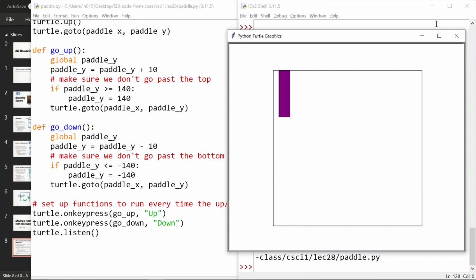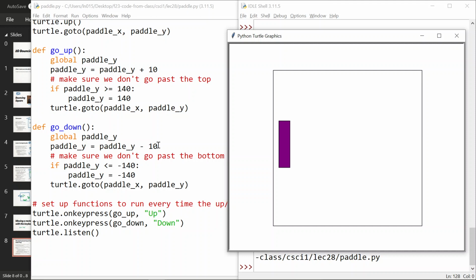It tries to make it 150, but it stays 140 because of that if statement. It tries to make it negative 150, right, because we're moving by 10 each time. It's making sure that if statement's firing. It's like, nope, you're going to stay negative 140 and you're going to like it. Okay? So that is key presses in Turtle Land. Any questions about any of that?